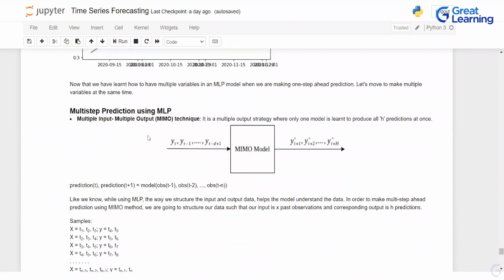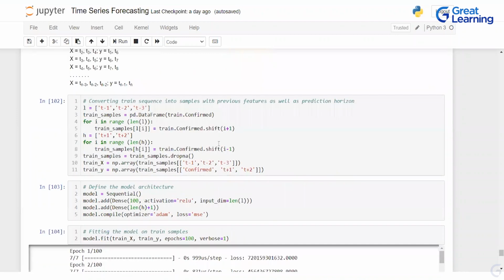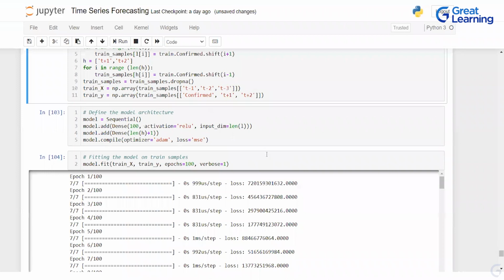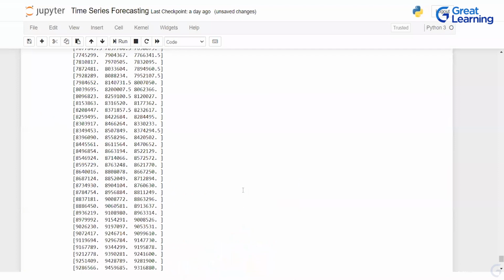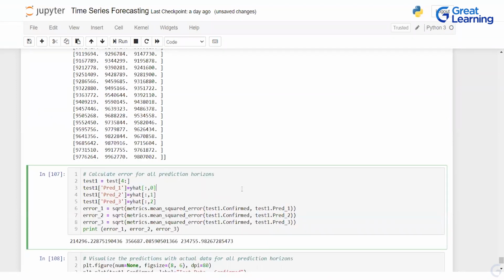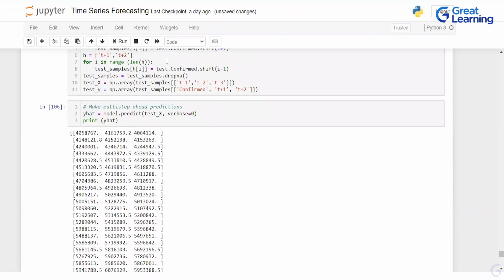Multi-step prediction in MLP, this is known as MIMO, which I told previously also. Now I'm doing multi-step ahead prediction in MIMO. Same thing which I explained previously, but in MLP, same way I'm doing over here. No walk forward, nothing I did. Directly I am doing multi-step prediction. For confirmed cases only, for univariate only, I'm showing you this. What happened?